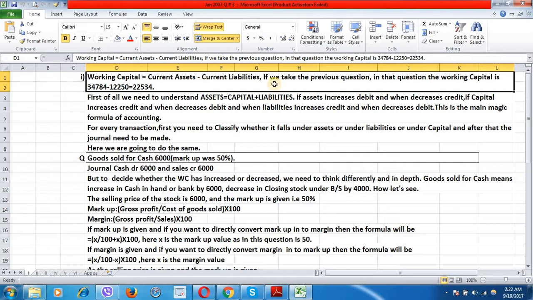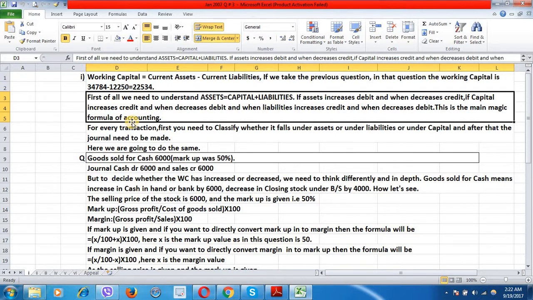Okay. If we take the previous question, January 2007 question number 2, in that question the working capital is 34784 minus 12250 equals 22534. The working capital is 22534 in that question. If you want, you can have a look.